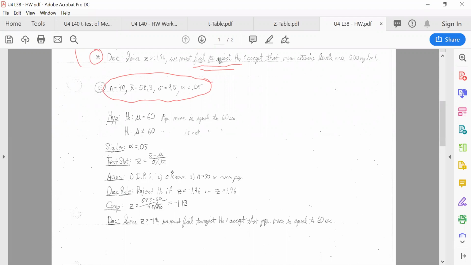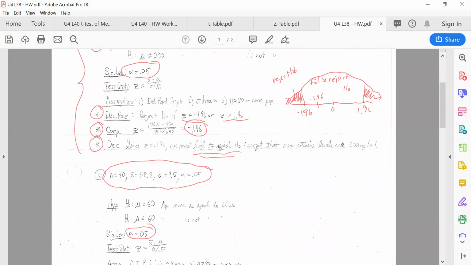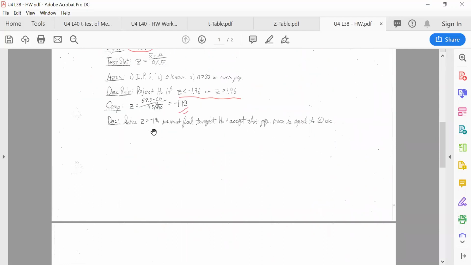Decision rule: because alpha's 0.05, the decision rule is the same. But my z computation is -1.13. Not reinventing the wheel and drawing it all over again. -1.13 is right there, in the fail to reject HO region. So for number 13, since z is greater than -1.96, we must fail to reject HO. Not guilty, Your Honor. And we're accepting that the population mean is equal to 60 seconds.